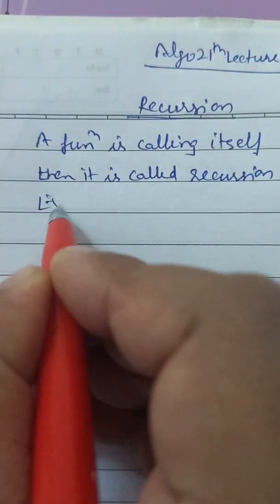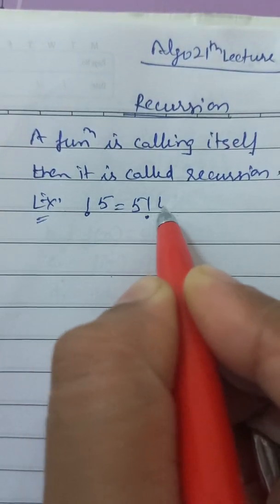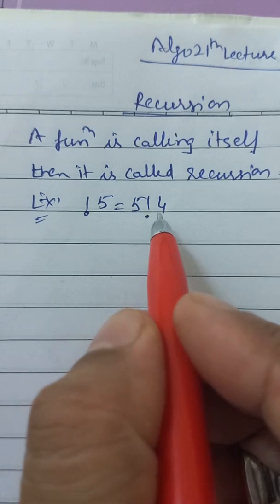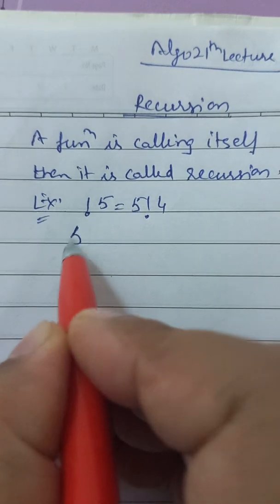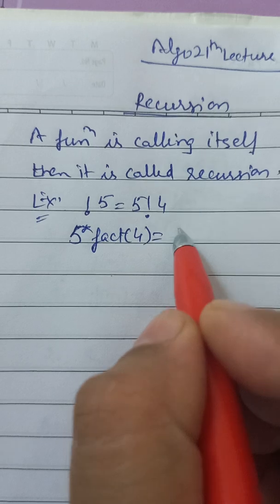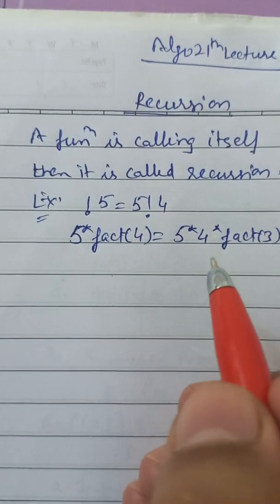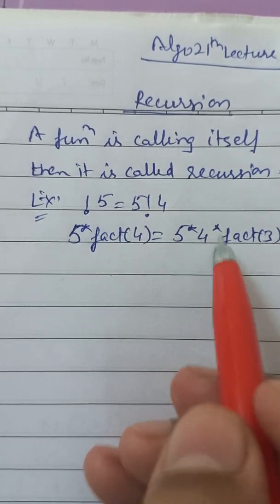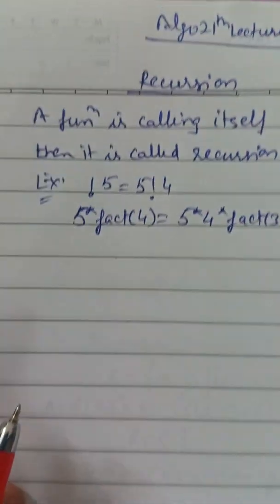Suppose we take the example of factorial 5. To calculate factorial 5 we need to calculate factorial 4, and for calculation of factorial 4 we need factorial 3. We can write it like this: fact 5 into fact 4, then 5 into 4 into fact 3, and like that we need to calculate. So every time we are calling itself. This is called recursion. This is the example of recursion.